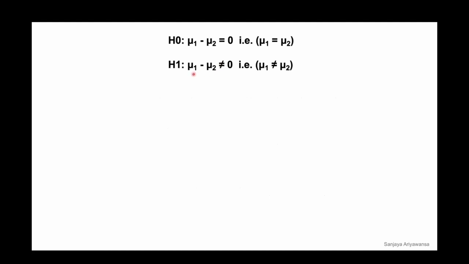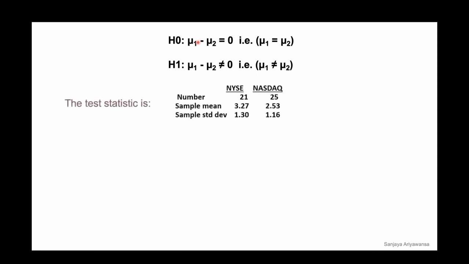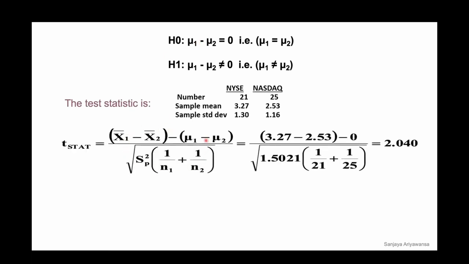H1 says, look, the mean dividend yields are different. H0 is saying the mean dividend yields are the same. So you write those two down. When you write those two down, you know, okay, we're looking at a two-tailed test. So the test statistic, based on our numbers, you figure out what the equation is. You have to identify the correct equation and substitute in the correct values. So in this case, X1 bar, I'm choosing the first sample statistic as NYSE, and then the second sample statistic as NASDAQ.